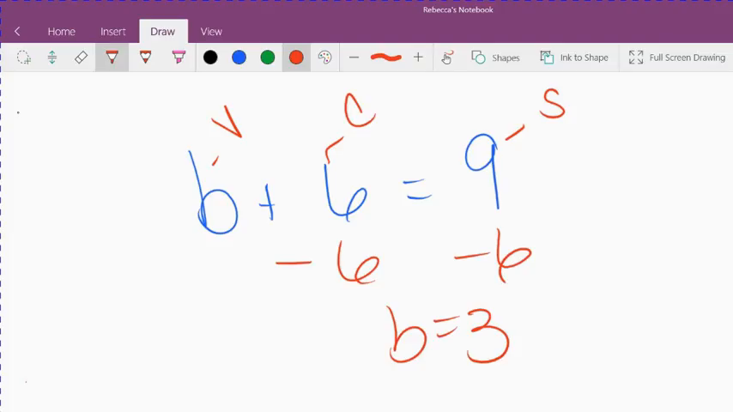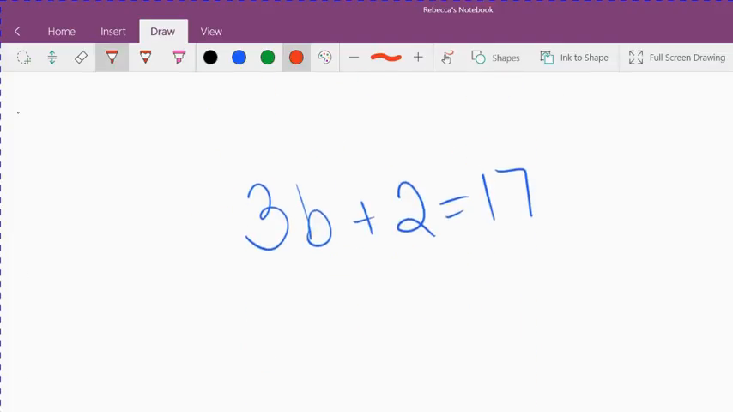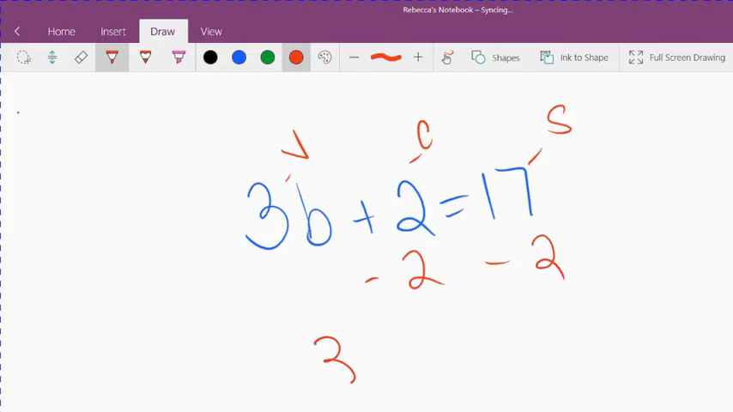Okay. However, any term can also be multiplied. So you can always multiply anything in a term. However, we still have a constant term, a variable term, and our solution. As always, we want to deal with the constant first. We use the inverse operation, so we subtract 2. We are left with 3 times b equals 15.